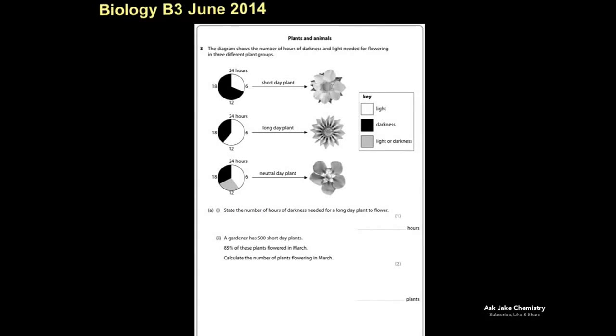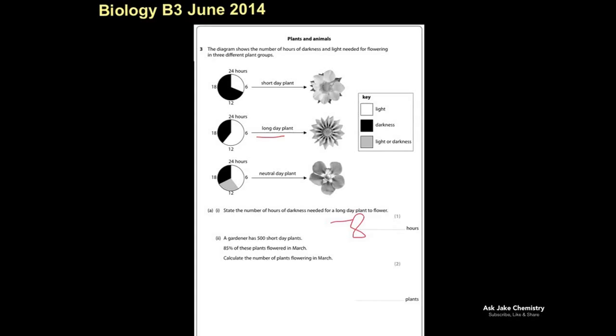You just have to interpret the information, and you can get a mark for saying anything between 8 to 10. So I'm just going to put 8. This is for a long day plant, so you look at long, and flowering, light, and then it gives you the information. Here you have a maths question, so make sure your maths is up to point. Make sure you revise maths as well as science.